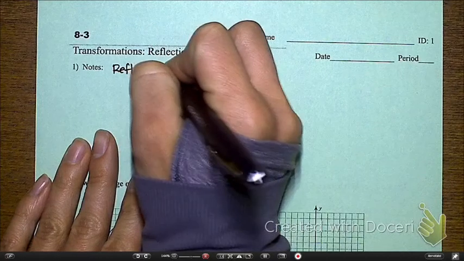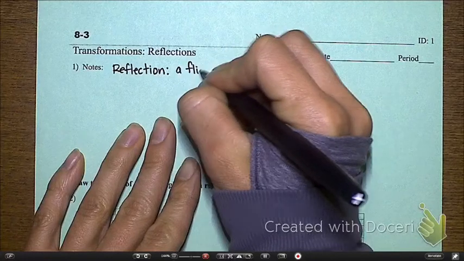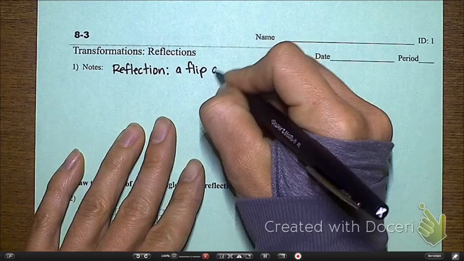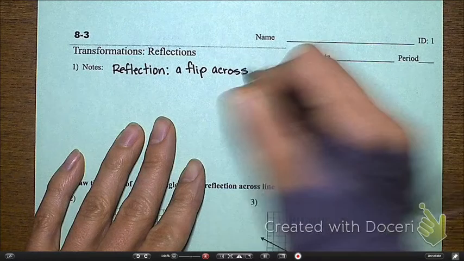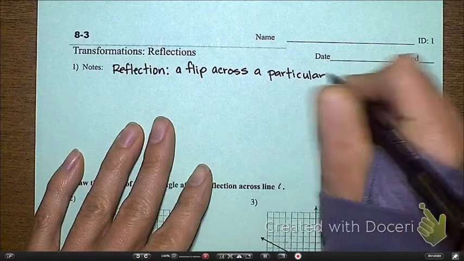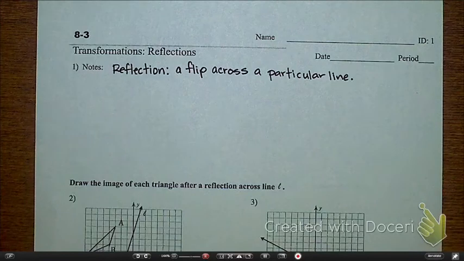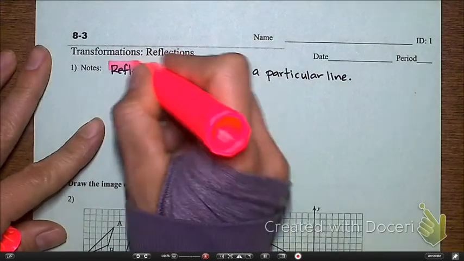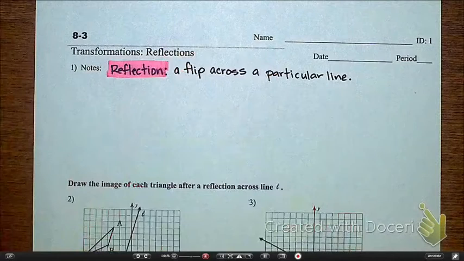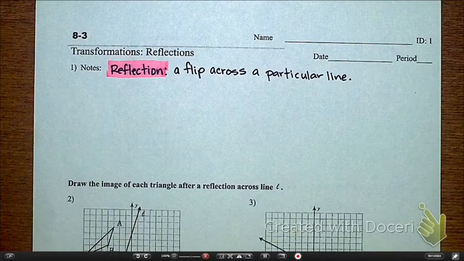I want everyone writing this down, the math definition. A reflection is a flip across a particular line. If you have a highlighter, it's good to have one for today's notes specifically. We're going to be highlighting some things in our problems that we're going to work on. Okay, so we've determined that a reflection is a flip across a particular line.